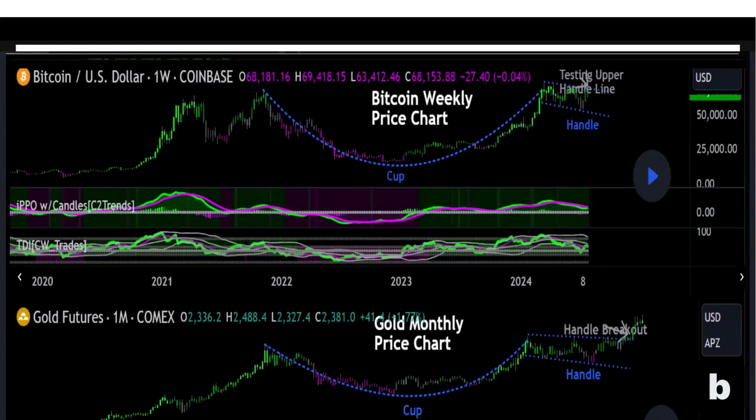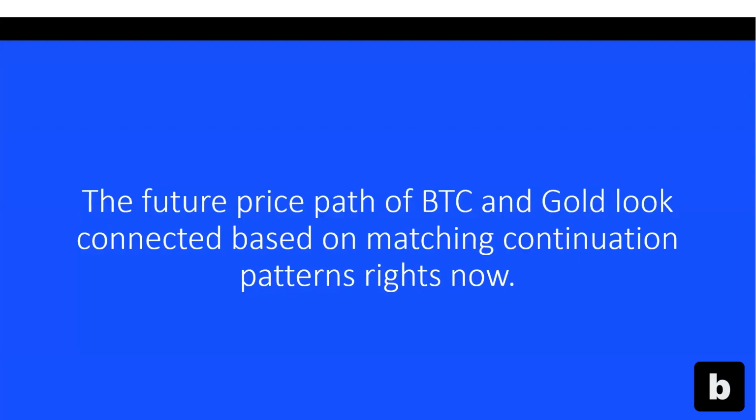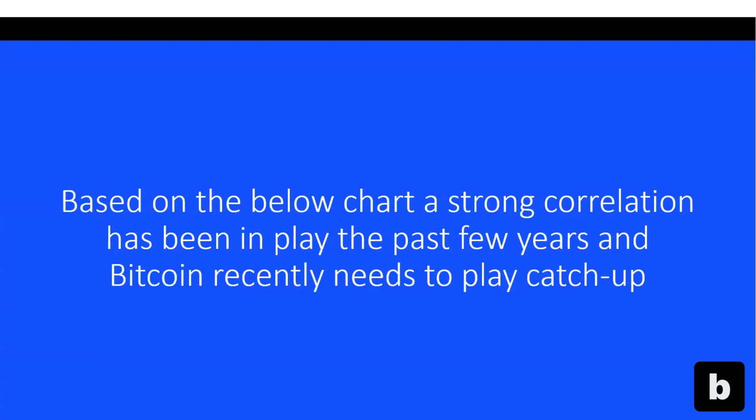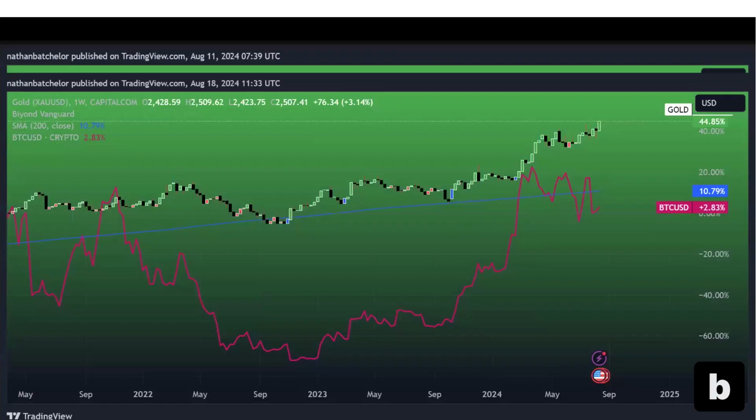And they're both interesting. They're both in uptrends. They're both very beautifully carved out and very valid. So hopefully, we'll see Bitcoin actually following what gold is going to do. And I guess both of the patterns that I've just shown you are continuation patterns, which further strengthens the case for Bitcoin moving higher. And I think based on the below chart, a strong correlation has been in play with the two over the last couple of years, as I'm going to show you.